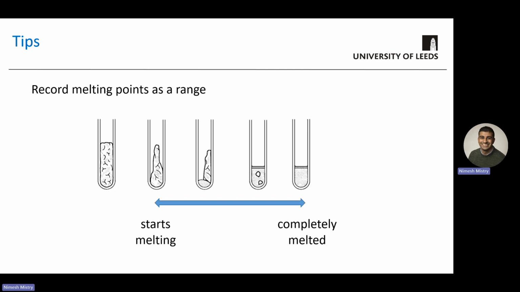If your sample is pure, then this melting point range should be quite small, within 1 or 2 degrees, and close to the expected melting point range of paracetamol. If your sample is impure, then that range will be larger than a couple of degrees. So this is how melting point is used to tell you how pure your sample is.